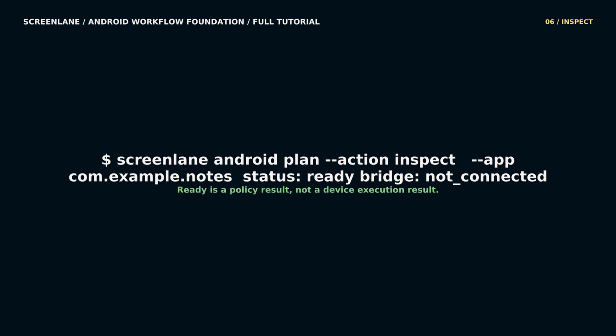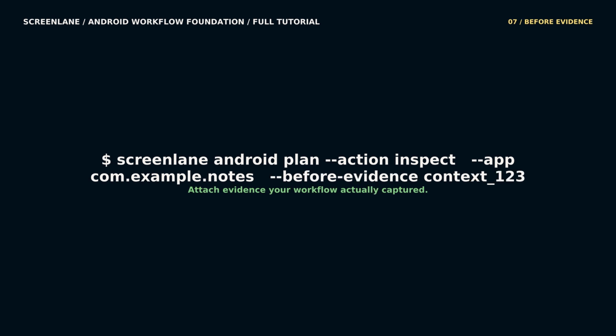Now plan a tap. Use action tap, the same app identifier, and a visible target, such as New Note. Tap requires a target because an action description without a target is not specific enough to audit. If you leave out the target, ScreenLane returns an error that the Android tap requires one. Include it, but do not include approved yet. The receipt status becomes pending approval. The reason is explicit. Approval is required before an Android action can run.